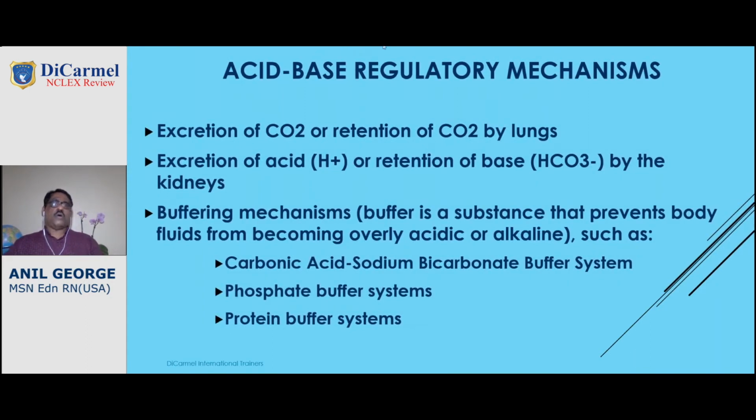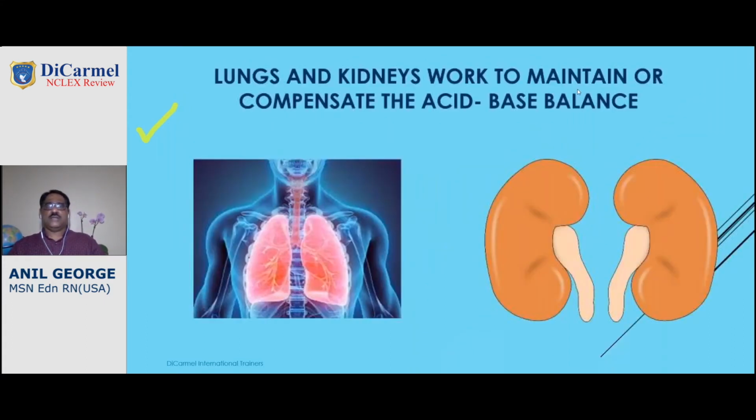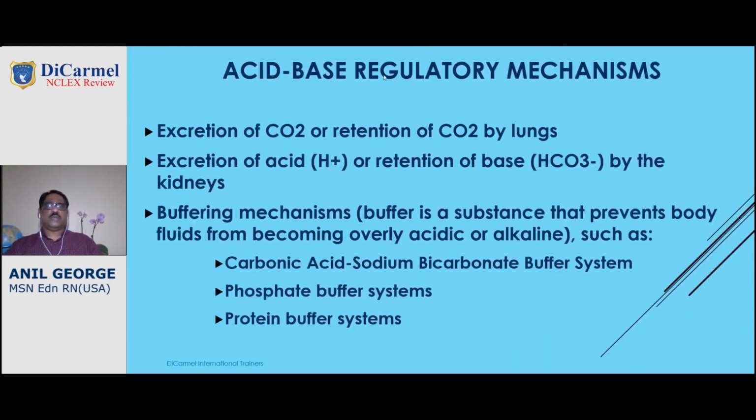So this is how our body balances or maintains our acid-base status. As you can see, there are three major mechanisms involved in this process. First of all, remember, the major organs involved are the lungs and kidneys. Those are the two major organs. Here we go, these are the two major organs. The lungs and kidneys work together to maintain or compensate the acid-base balance. And how do they actually do that? That's what is being explained here.